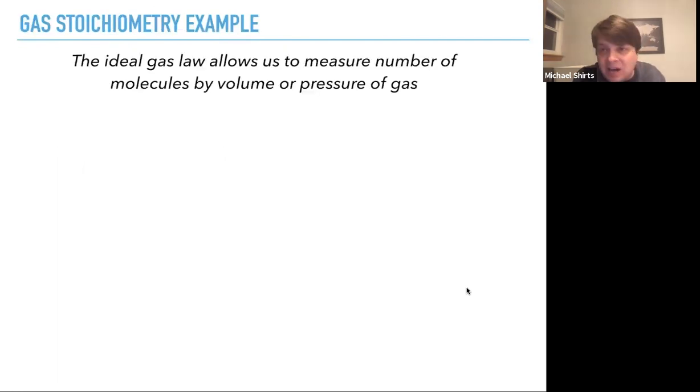So a lot of the stoichiometry comes down to how can we figure out how many moles of a substance there are. Once we know the number of moles, then we can use the chemical equation to relate that. So the ideal gas law allows us to measure numbers of molecules by the volume or the pressure of the gas. If we know the volume of the container and we know the temperature, the pressure is enough to tell us how many moles. Or if we know what the pressure is, then the volume of the gas will tell us that.